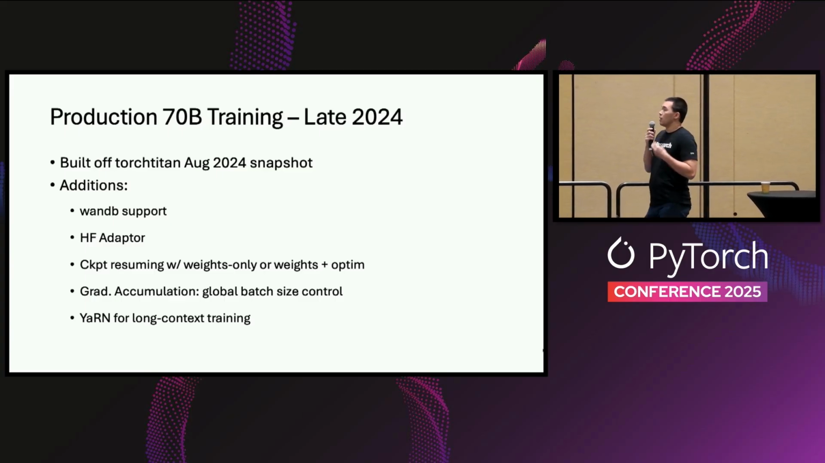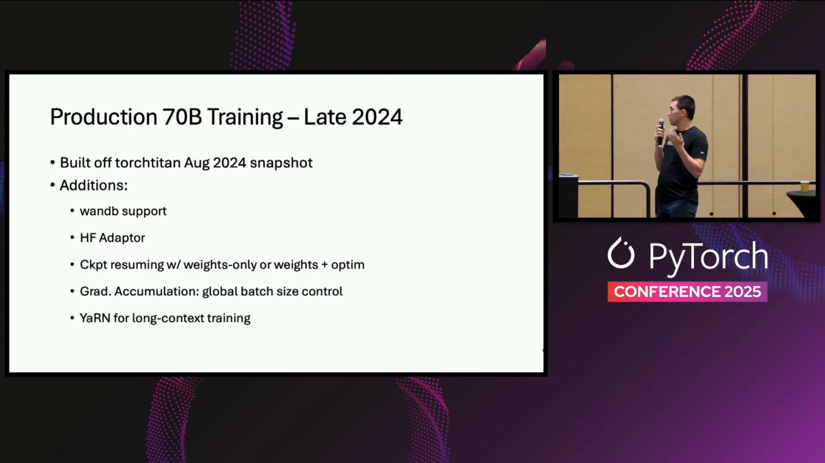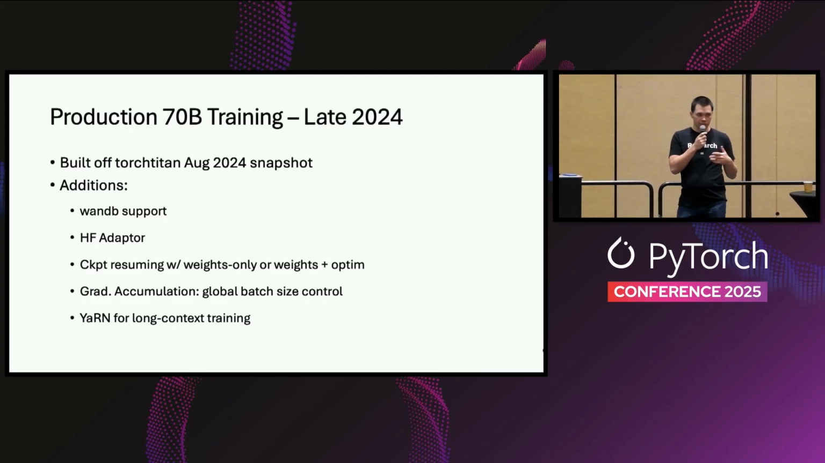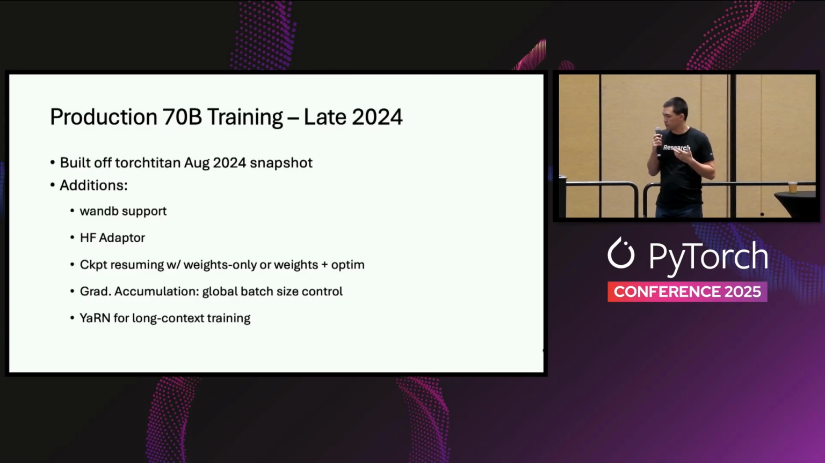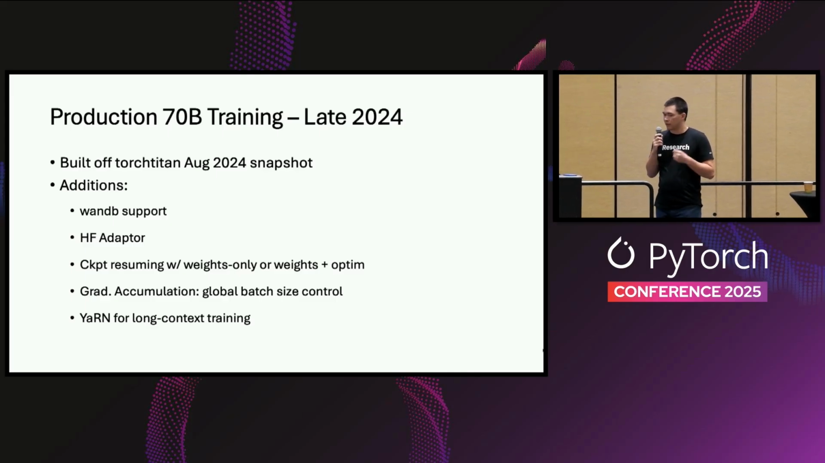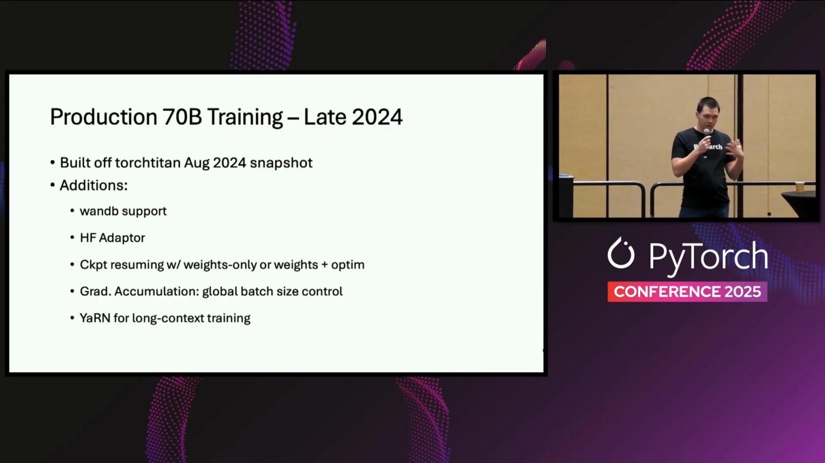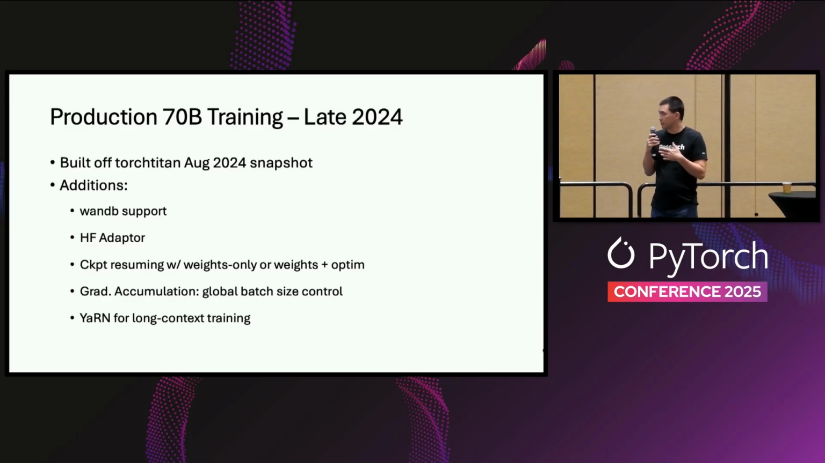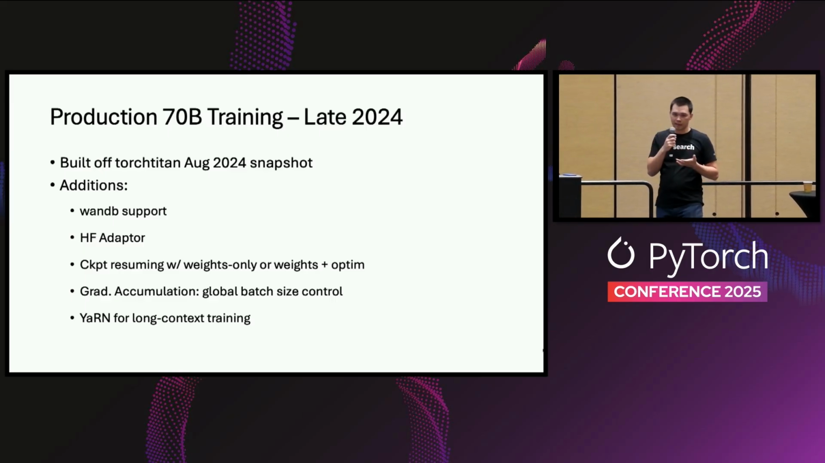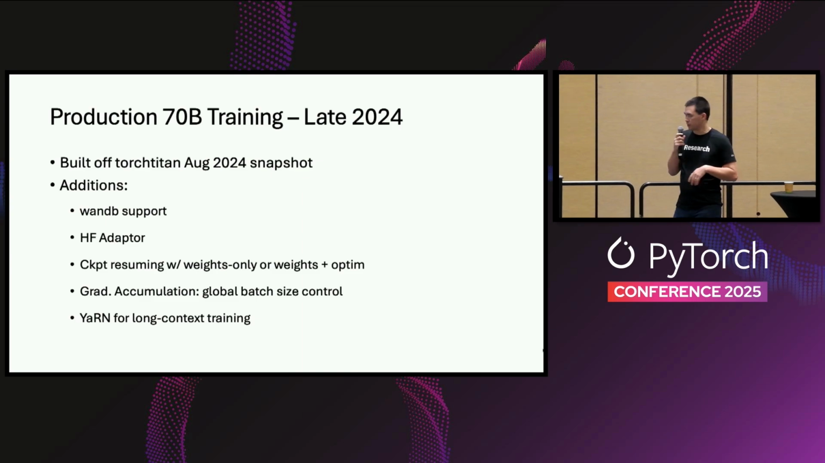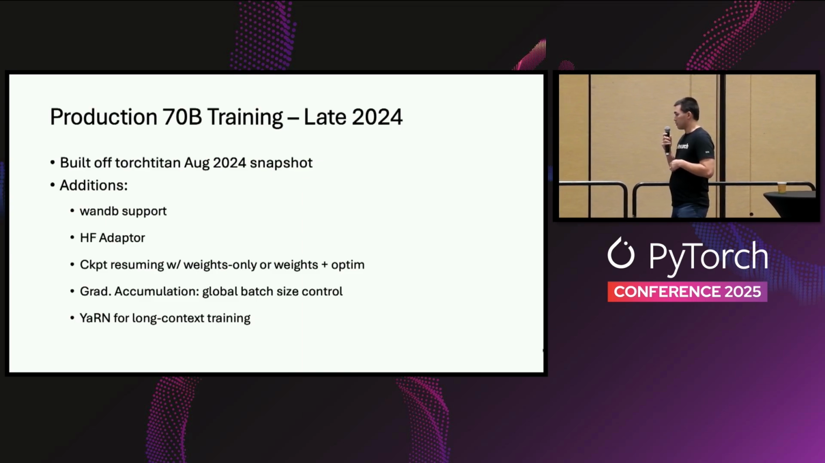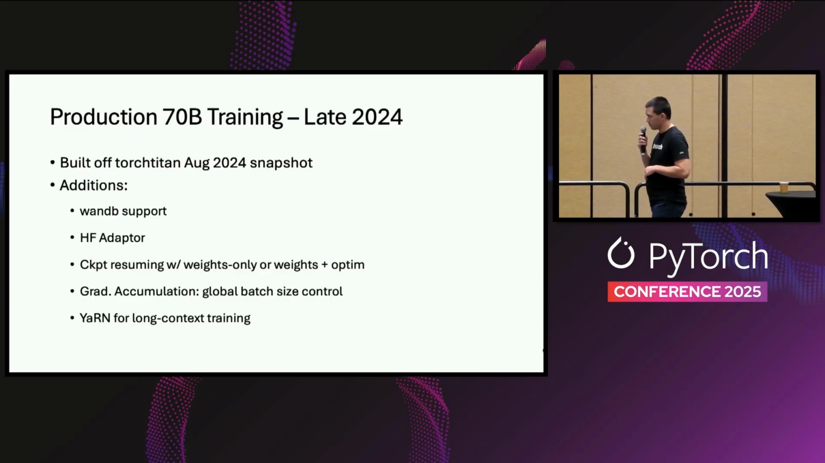We also needed a Hugging Face adapter. In TorchTitan, the native way to save checkpoints is with the distributed checkpointing API, where you get many small files, which to use, you want to coalesce together into a single Hugging Face model. You want to run evaluation, you want to do anything that touches the Hugging Face universe. Having an adapter like that is super important.